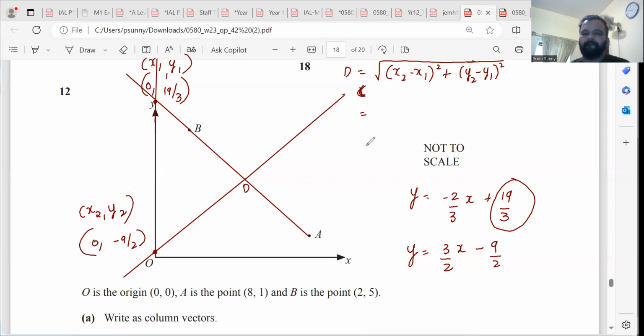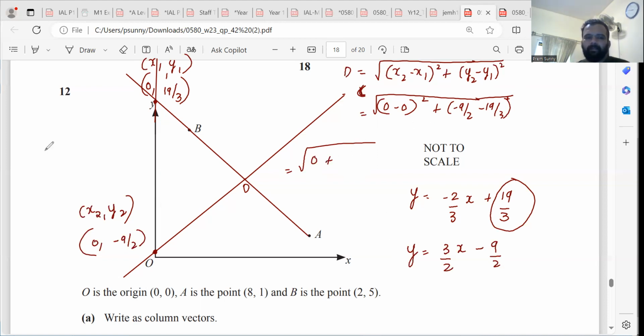So now here, root of x2 is 0 minus x1 is 0. So 0 minus 0 the whole square plus y2 minus y1. y2 is minus 9 by 2 minus y1 is 19 by 3, 19 by 3 the whole square. So this is basically 0 minus 0 the whole square is 0 plus minus 9 by 2 minus 19 by 3.